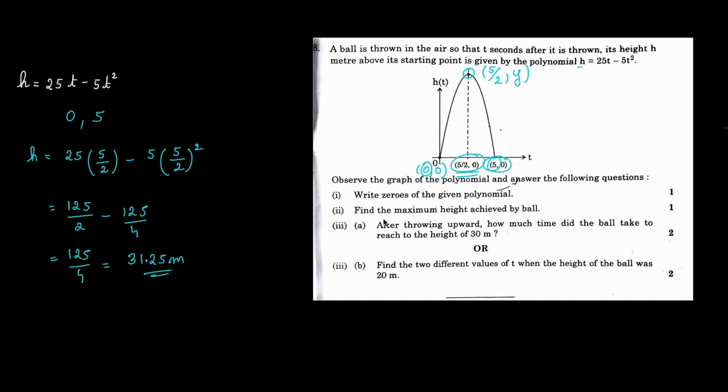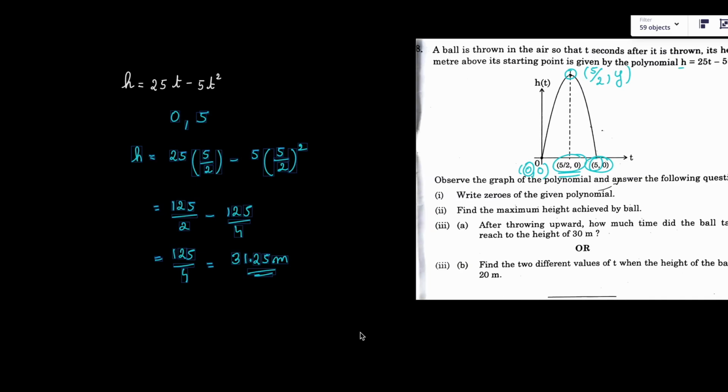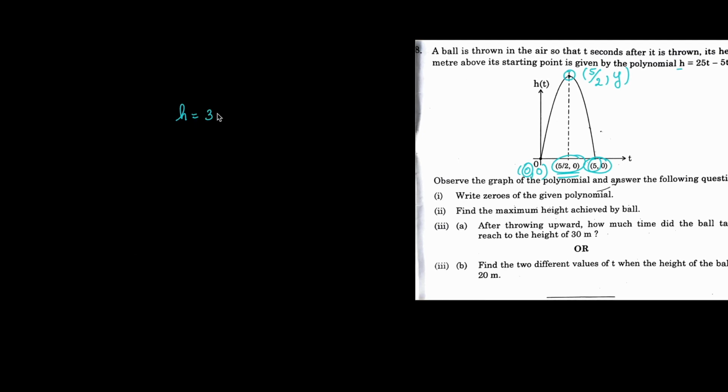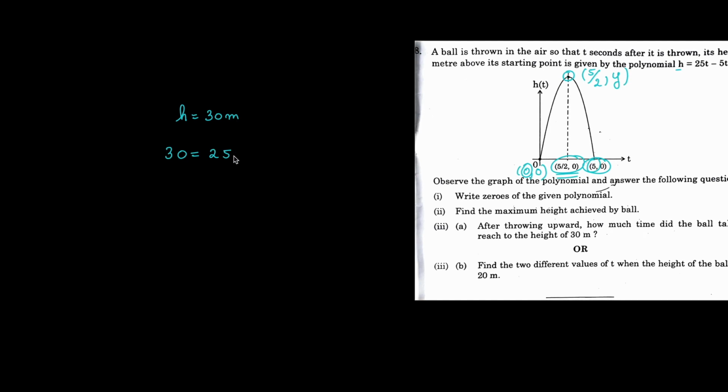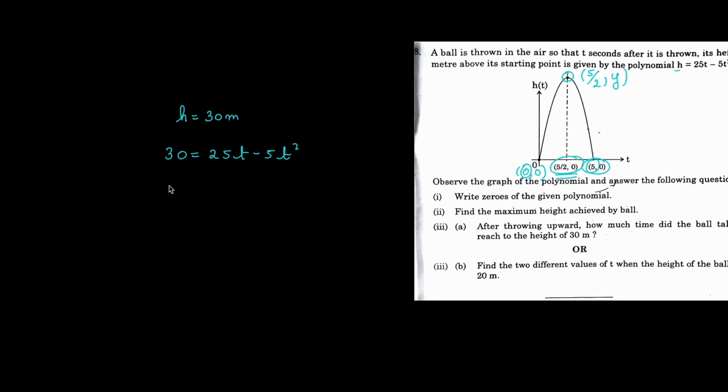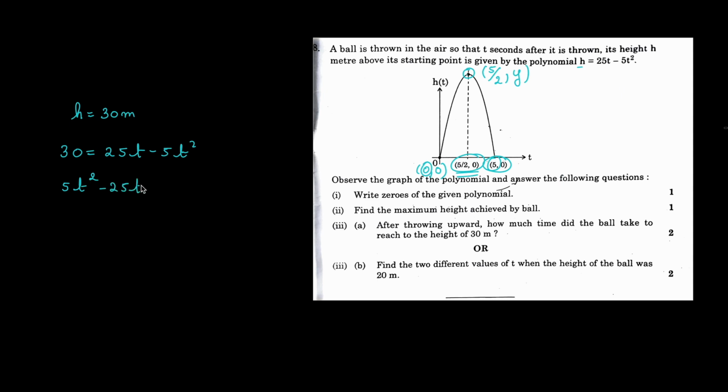Going to the third part: after throwing upward, how much time did the ball take to reach a height of 30 meters? In the third part, the value of h is given as 30 meters. We need to figure out how much time it takes. So we have 30 equal to 25t minus 5t square. We'll get it to the standard form: 5t square minus 25t plus 30 equal to 0.